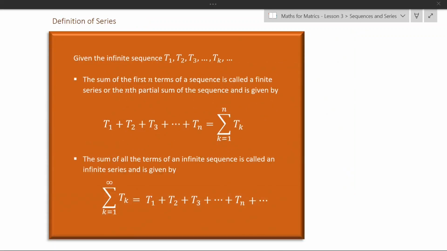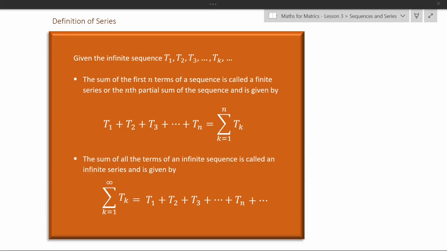Definition of series. What is a series? Given the infinite sequence T1, T2, T3, until Tk and beyond, the sum of the first n terms of the sequence is called a finite series or the nth partial sum of the sequence, and is given by T1 plus T2 plus T3 plus the sum of the next consecutive terms until Tn. As shown above, this series can be written in sigma notation as the sum of Tk, from k equals 1 to n.